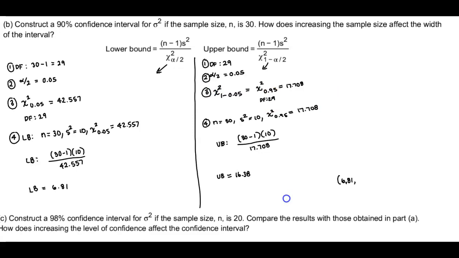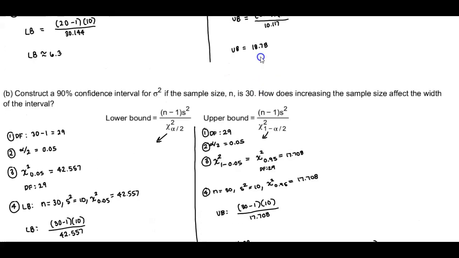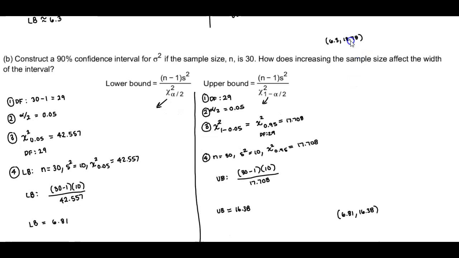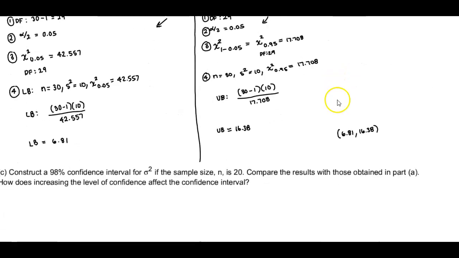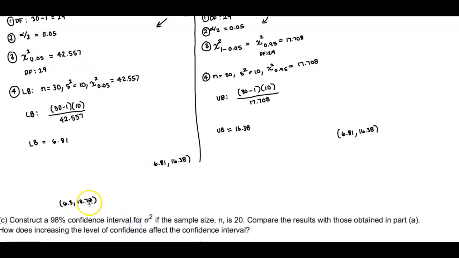So, here we have an interval that goes from 6.81 to 16.38. And then up here we have an interval that goes from 6.3 to 18.78. Okay, so let me go ahead and copy those two intervals. Okay, and so let's look closely at these intervals.